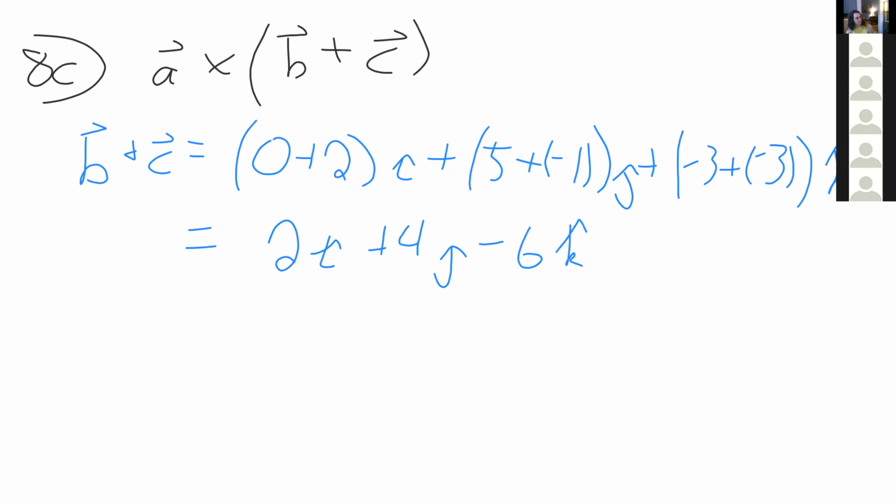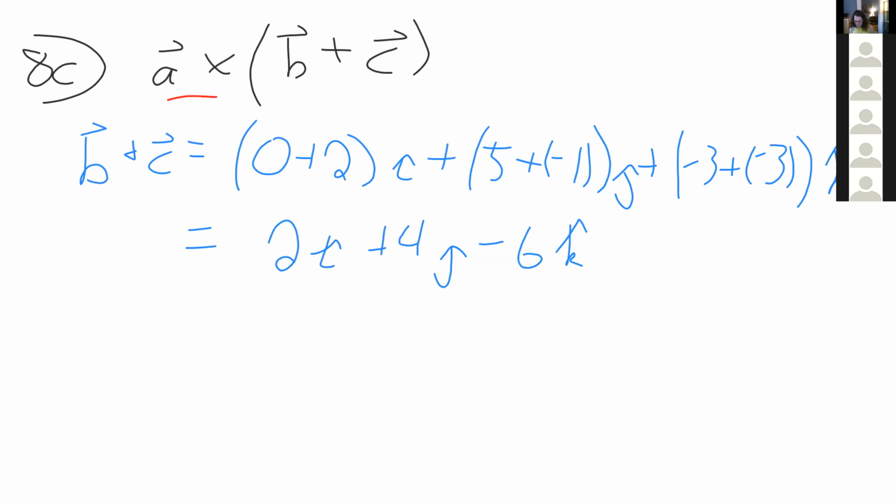This is B plus C, and then we want to finally evaluate the cross product with A. So I'll just go ahead and set up the matrix on the next page, and I'll put in the A there. I'm probably going to need to remember these. 2, 4, -6.